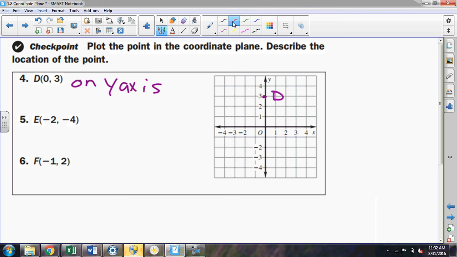Point E, -2, -4. That's left 2 and down 4. We know the first coordinate is the left and right. The second coordinate is the up and down. Which quadrant? That's in quadrant 3.